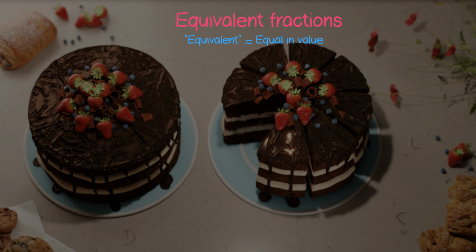Last example, 9 over 15 equals 3 over b. Now to get 9 to become 3, we must divide it by 3. We do the same for our denominator. 15 divided by 3 equals 5, and we can find b.